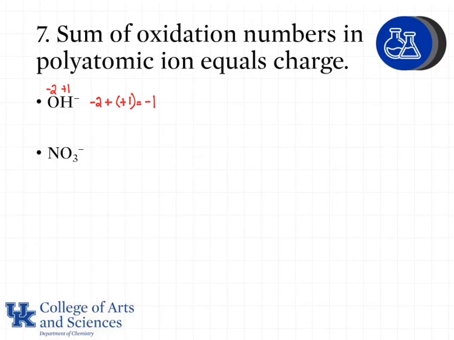For NO3-, which is known as the nitrate ion, we don't actually know the oxidation number for nitrogen because there's no rule that applies for nitrogen, so we label it X temporarily. We know that oxygen has an oxidation number of -2, and now we can set up an expression to solve for the value of X. X plus 3 times -2 will be equal to -1. So X minus 6 equals -1, and X equals 5. Therefore, the oxidation number of nitrogen will be +5.